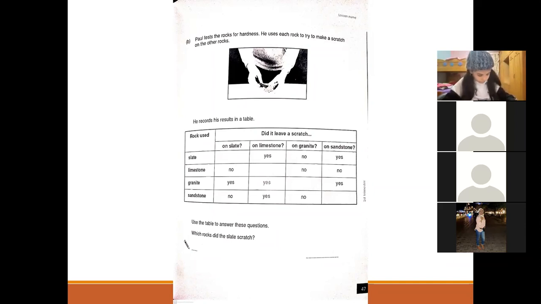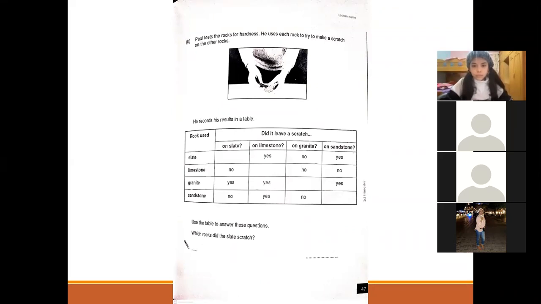Now in page 47, Paul started to make another test. In the first one, he was testing which one is permeable, which was impermeable. In page 47, now he wants to test the hardness of each of those four rocks. Okay, he wants to test how hard they are. So what will he do? He brings all four of them. Okay, then he will pick up the granite and he will start using each one of the rocks to scratch the granite. Let me tell you how.